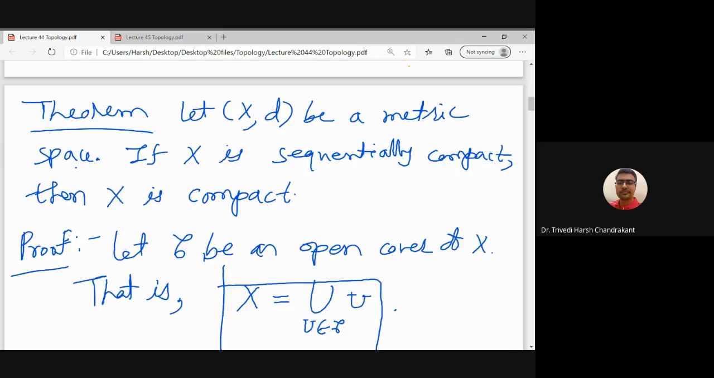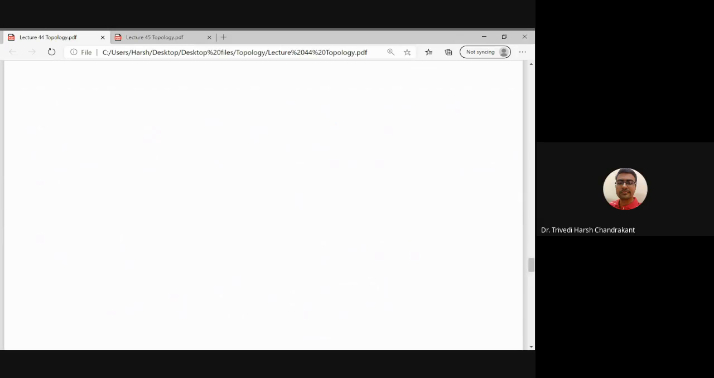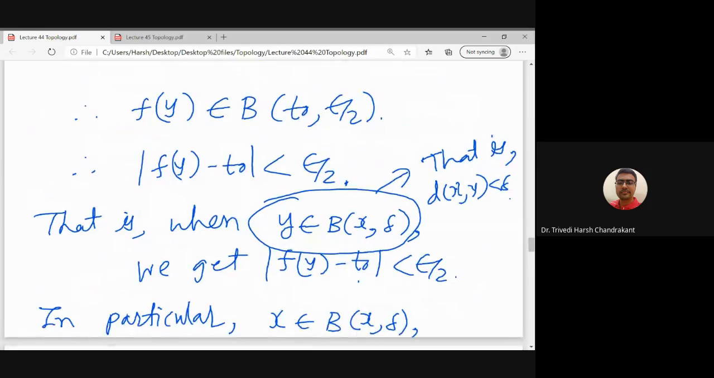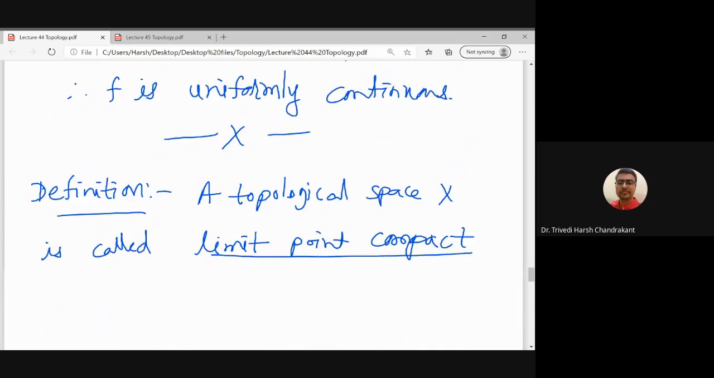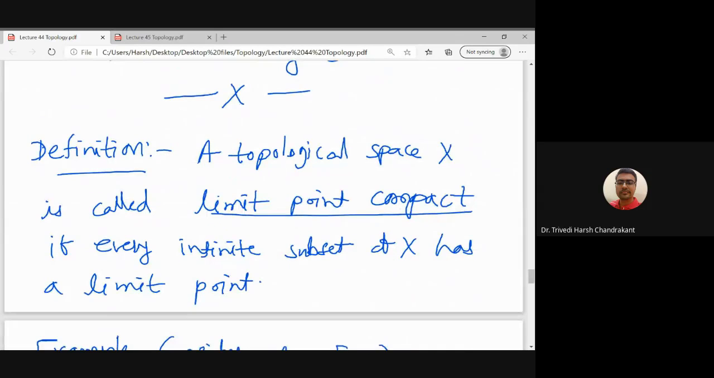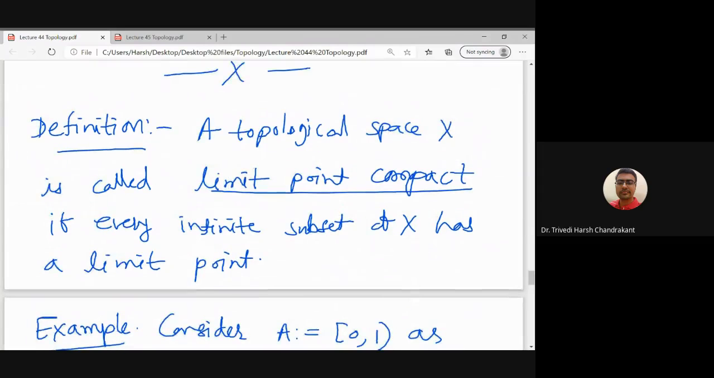And in the last lecture, we defined one notion, that is limit point compact. A topological space X is called limit point compact if every infinite subset of that set has a limit point in X.